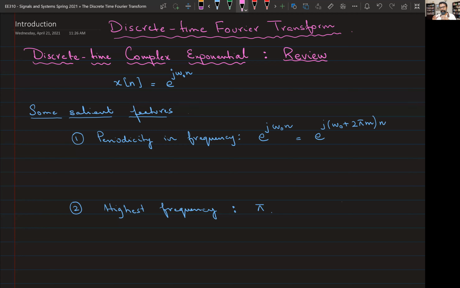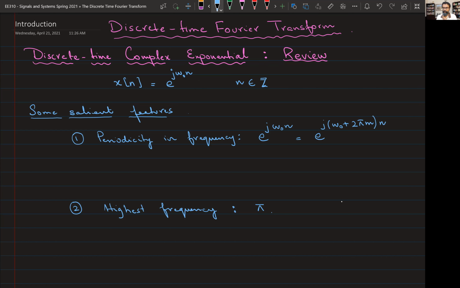I mean, there are some salient features of it, especially with regards to the periodicity and the frequency variations that are different. I'm just going to give you a quick review of those properties before I start talking about the DTFT, right? So the first thing is, if I have a discrete time exponential which has a frequency omega naught, x of n is of the form e raised to j omega naught n, and of course n here is an integer, so it could be any integer over the negative or positive, right?